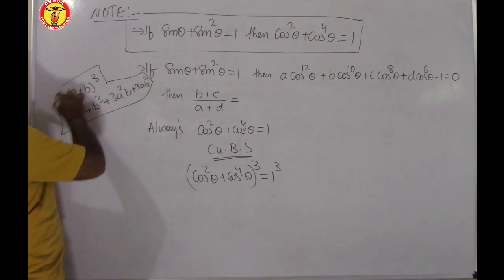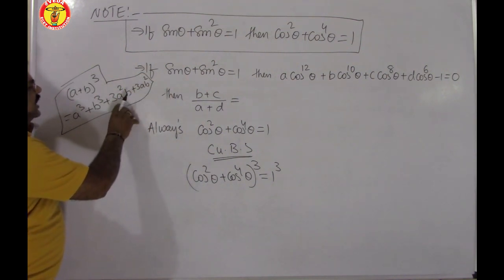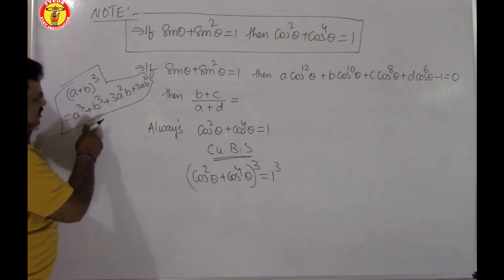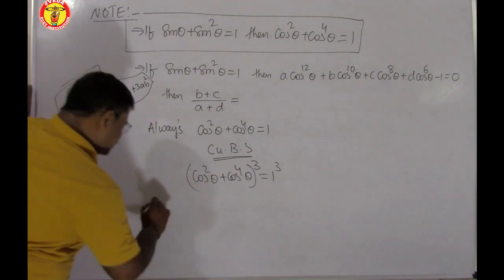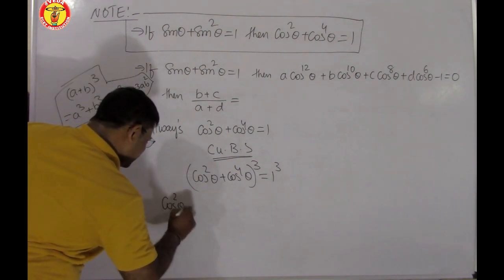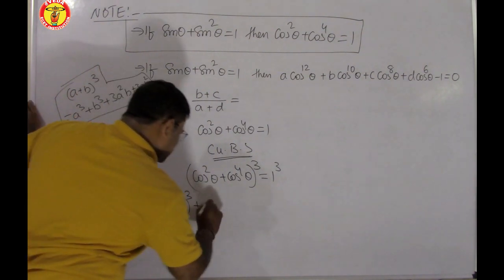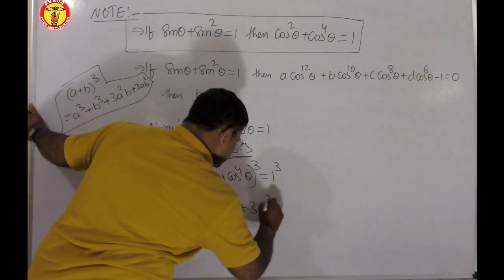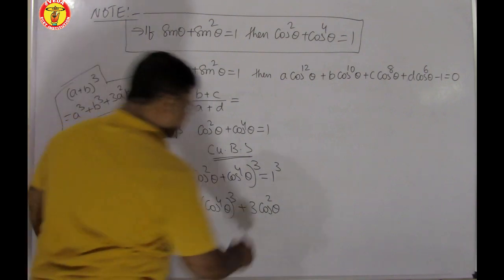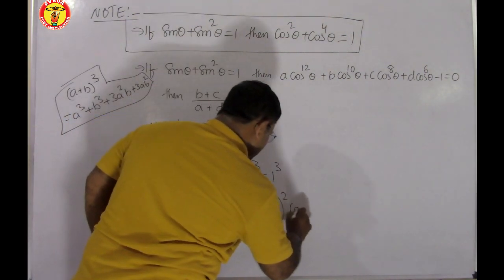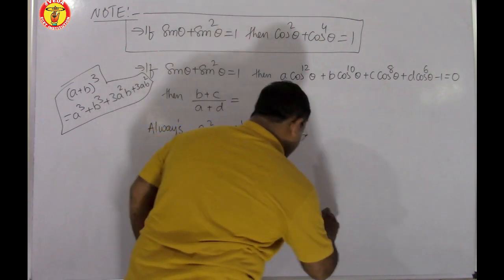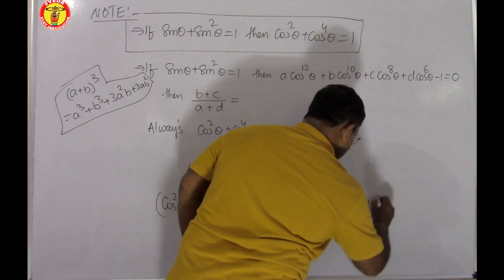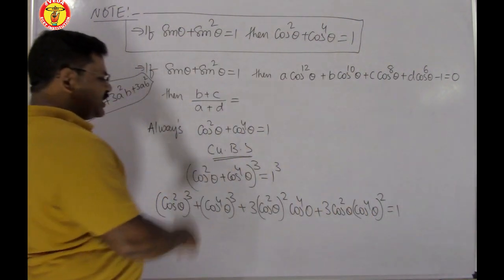We can write this formula in another way, as 3ab(a + b) also. But for this problem especially, we are using this formula. Now see what we have: (cos² theta) whole cube plus (cos⁴ theta) whole cube plus 3a²b, meaning 3 (cos² theta) whole square times b, which is cos⁴ theta, plus 3ab², with (cos⁴ theta) whole square, is equal to 1 cube, which is again 1 only.